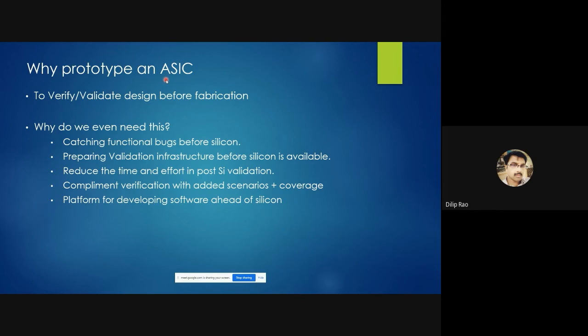And then if everything goes clean, you're going to save a major effort there. Reduce the time and effort in post silicon validation. The same thing as I was just mentioning. You don't have to wait until the day the silicon is fabbed, and then you have it and only then you start validating. You can already start much before, so that you save on the unnecessary time and effort.